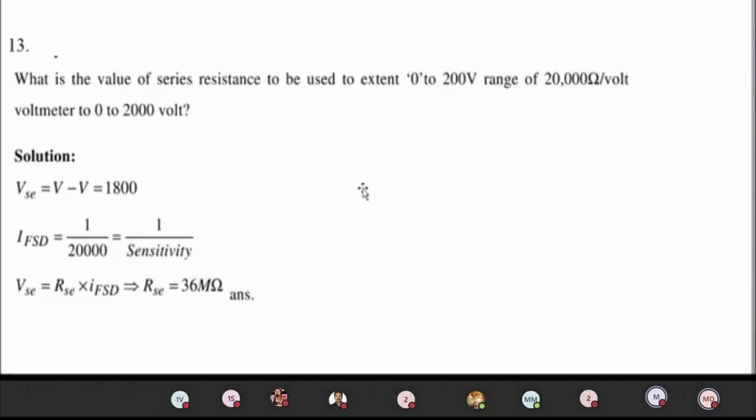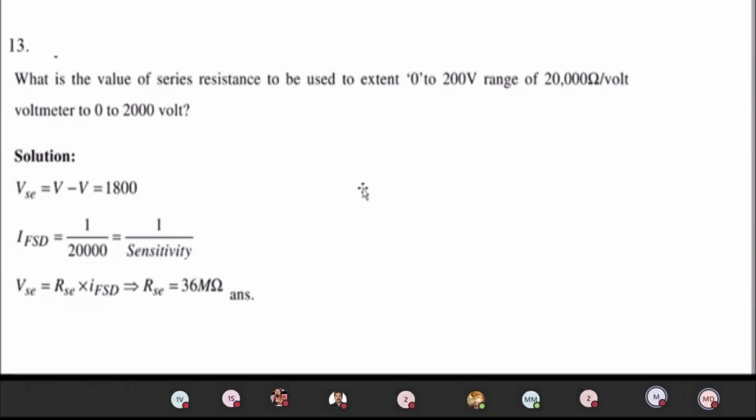So first thing we are in need of Vsc. How can we find the Vsc? You find the difference between the ranges. Two ranges have been given, 2000 and 200. So Vsc equal to 2000 minus 200, we will get 1800 volt. That is the required Vsc, that is the voltage across the series resistance.